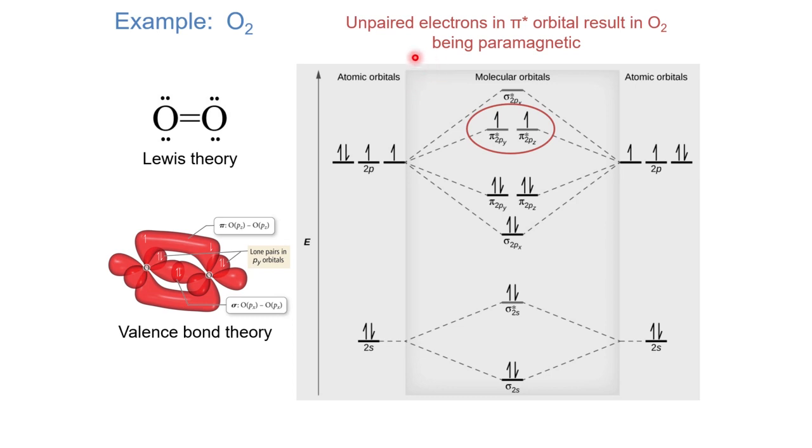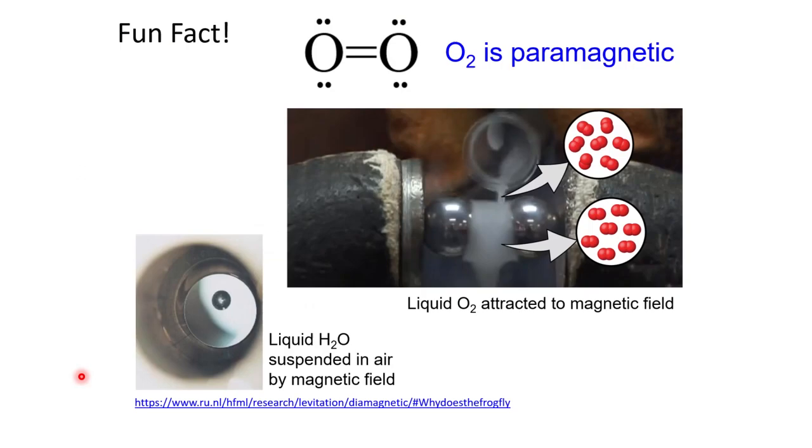So this actually shows us that oxygen has unpaired electrons. So oxygen has this really unique property of being paramagnetic. It can be attracted to a magnet. That means that it has to have unpaired electrons, which we do not see in either Lewis theory or valence bond theory.